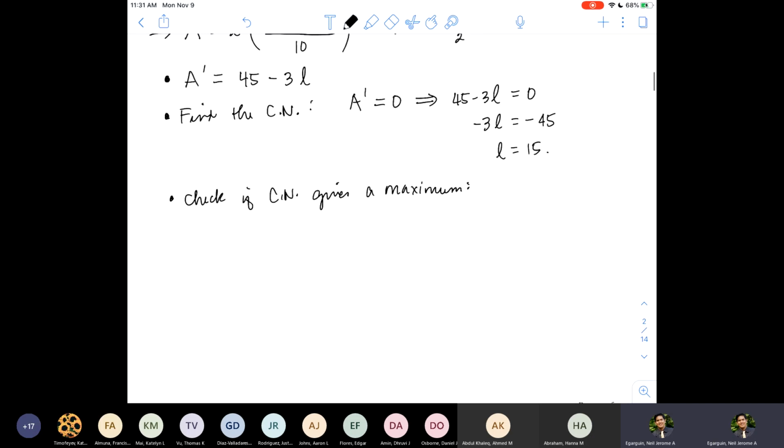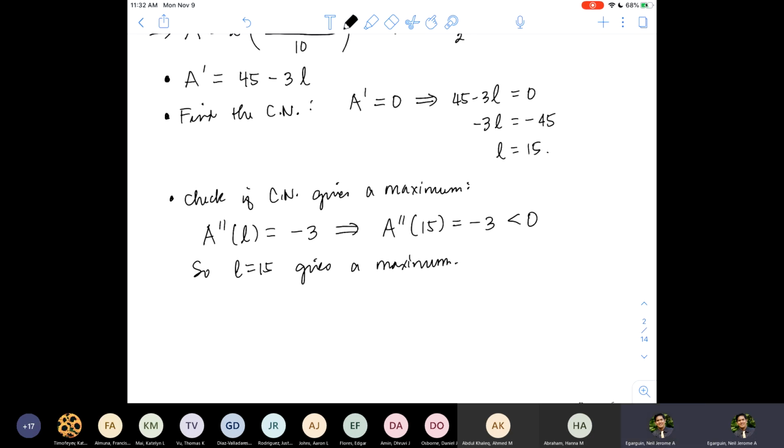Right? And again, you have two options. Use the first derivative test or the second derivative test. But since A prime is just a polynomial, computing for A double prime wouldn't be that hard. So I'll choose to use the second derivative test. If I do so, this would be negative 3. That will imply that if I plug in the critical number, I'll get negative 3 still, and that is less than 0. So L equals 15 gives a maximum.